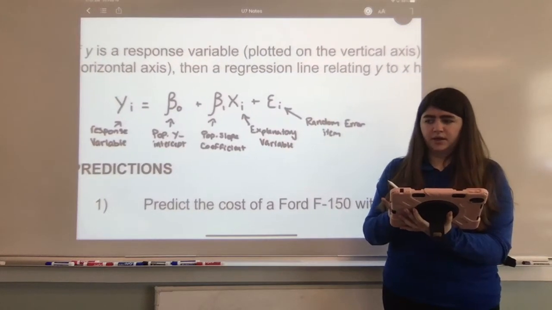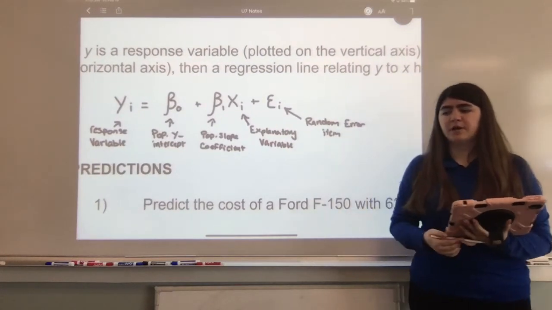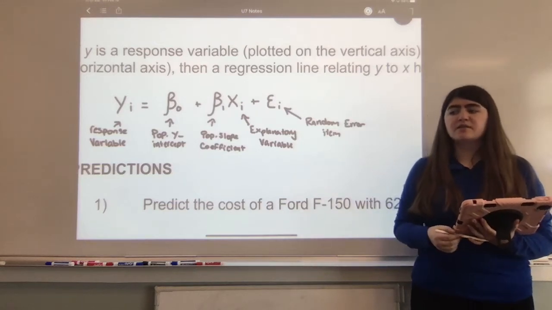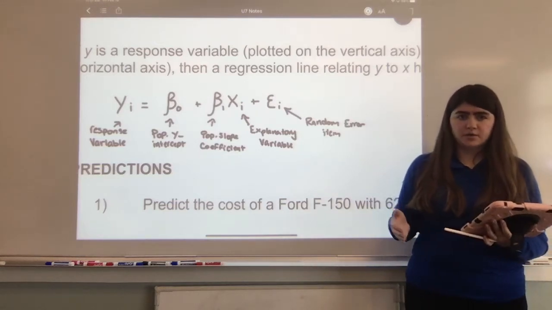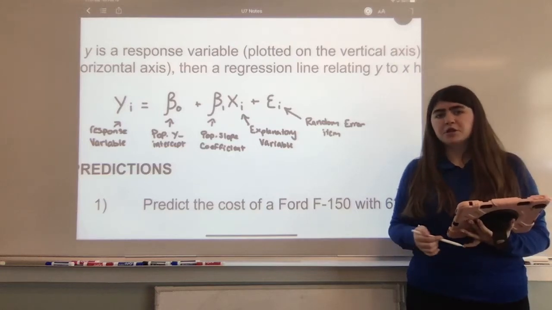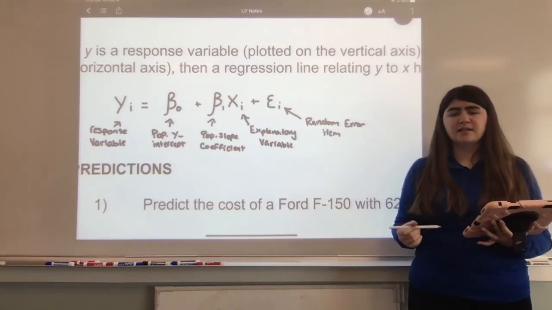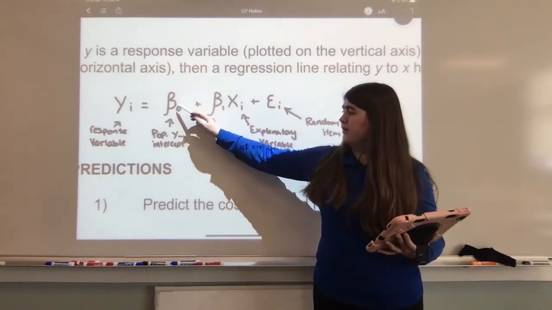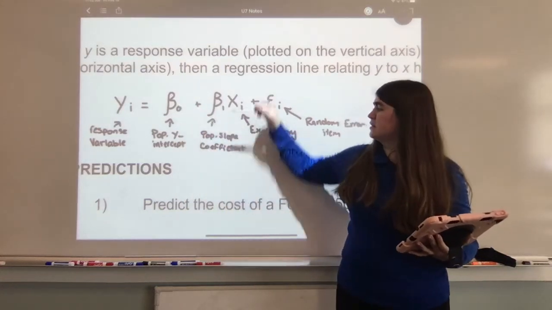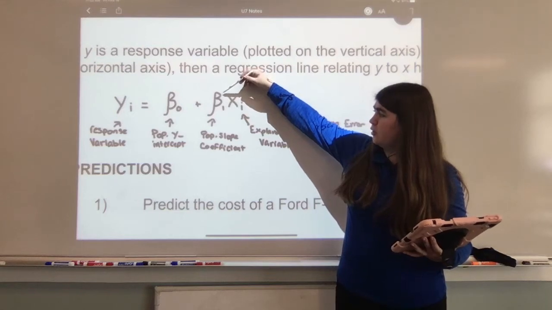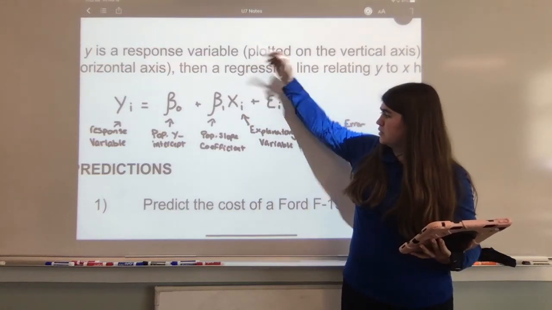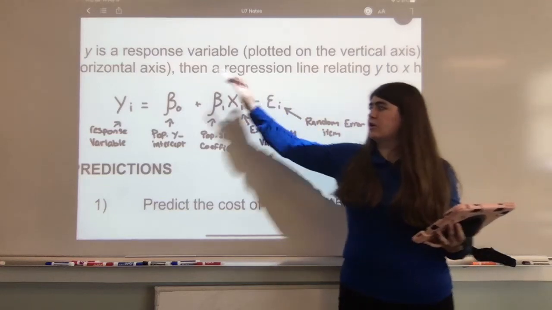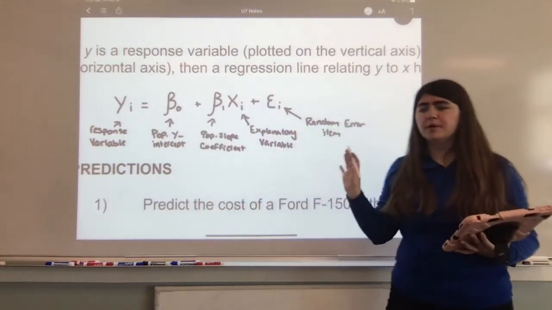It says if y is a response variable plotted on the vertical axis, and x is an explanatory variable plotted on the horizontal axis, then a regression line relating y to x has the form y is equal to the population y-intercept plus the population slope coefficient times the explanatory variable plus the random error term. So this is our overall formula, which looks pretty messy right now.